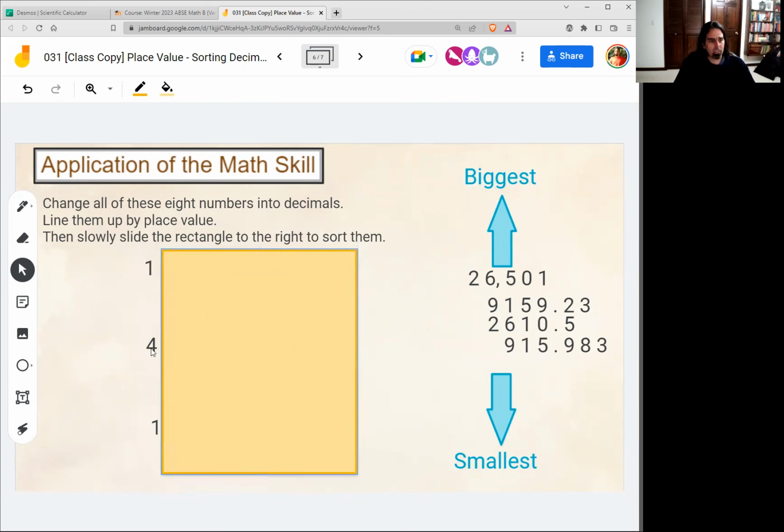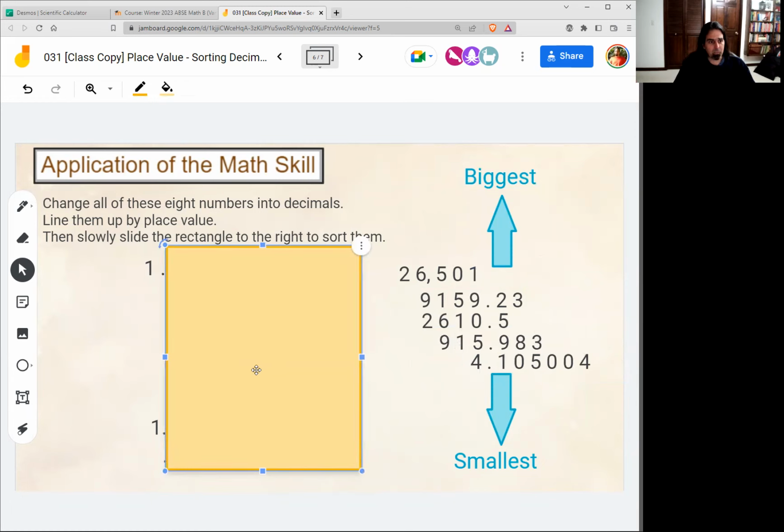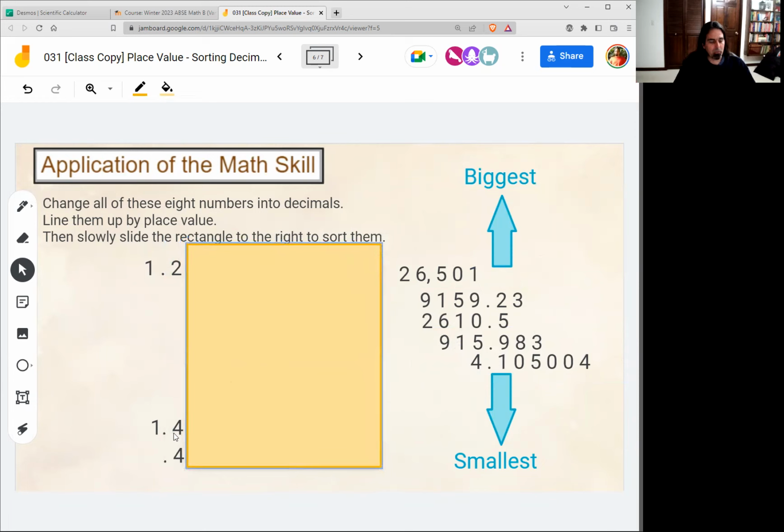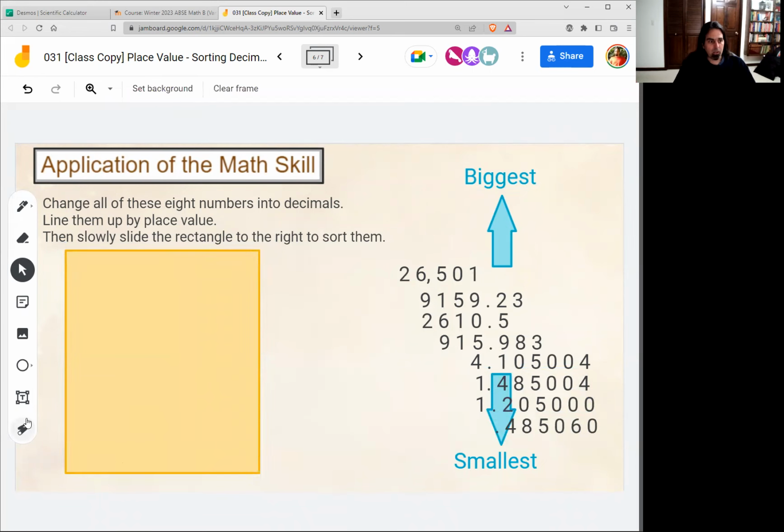The four is bigger than the ones. The ones are tied. I have to move everything over. Let's see if there's a tiebreaker. Yes, 1.4 is more than 1.2. $1.40 is more than $1.20. A one with 4/10 is more than a one with 2/10. And that's all of them. See how it makes sort of a triangle shape that way?